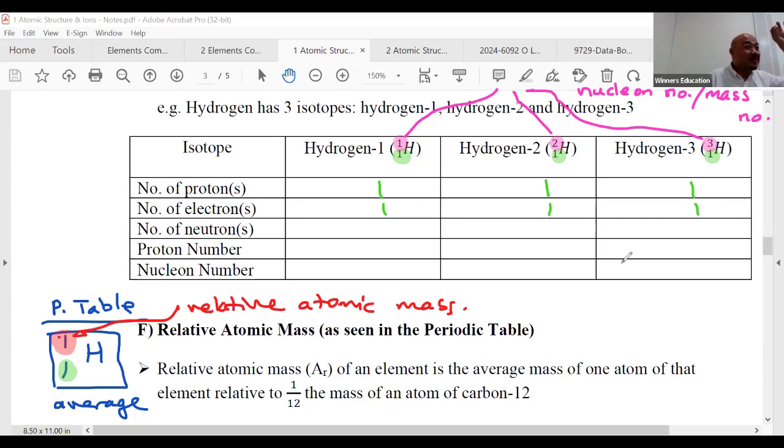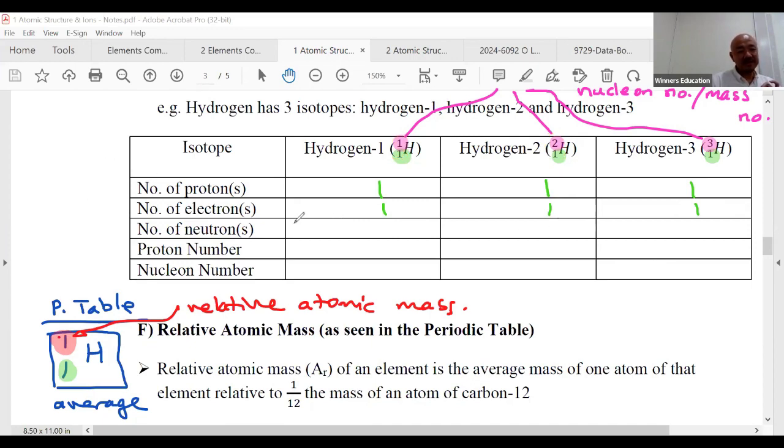What is the number of neutrons? We take the pink minus the green. Am I okay? All right. So let me use a different color. So 1 minus 1, basically, is equal to 0. Sort this out, equal to 1. Okay, I do the math for you.